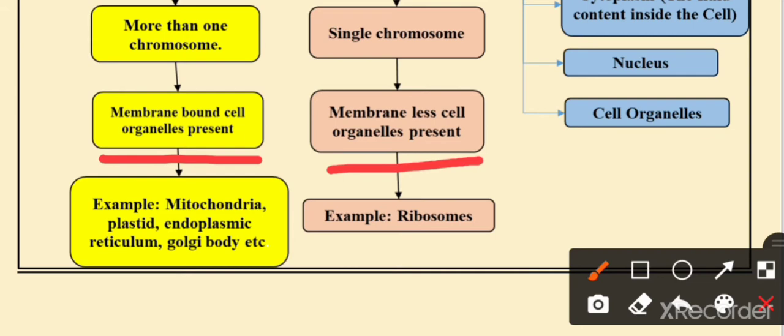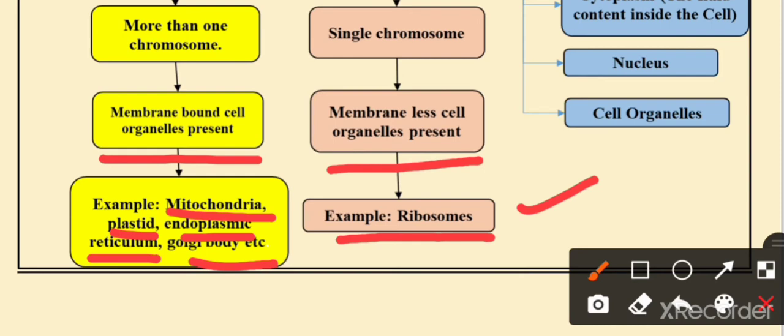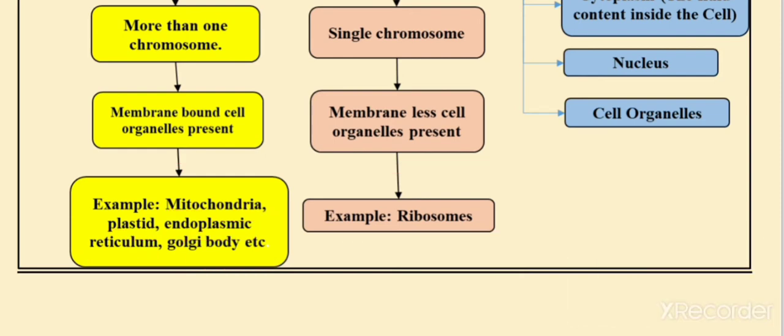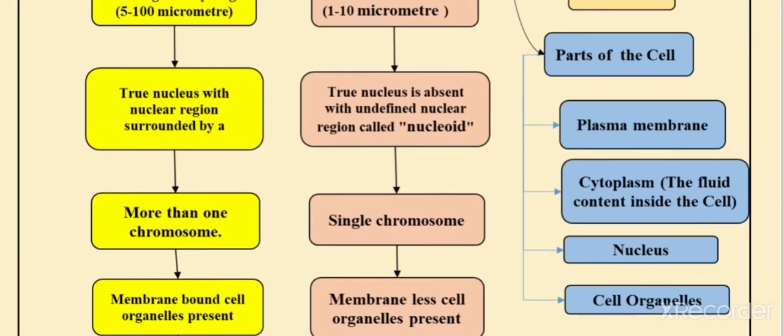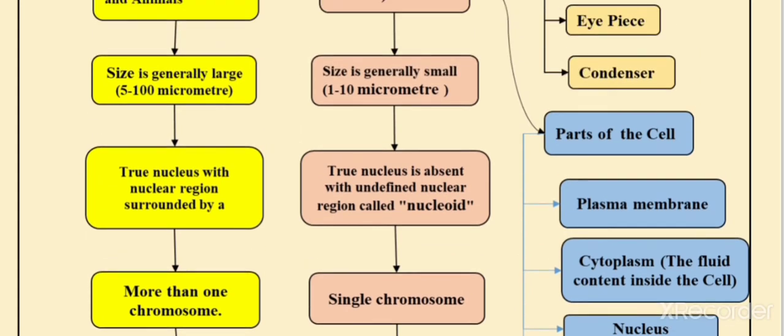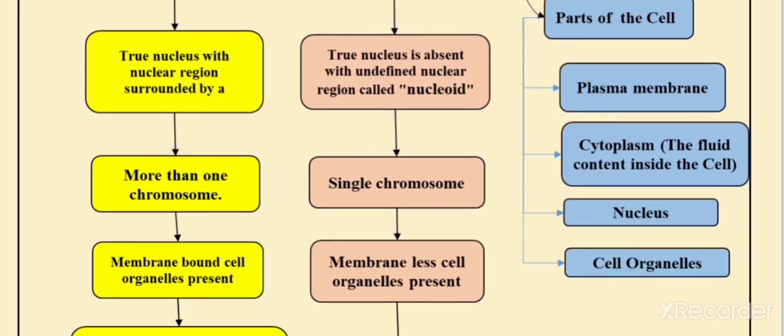And at last, examples of membrane-bounded cell organelles present in eukaryotic cells are mitochondria, plastid, endoplasmic reticulum, Golgi bodies. All are present in eukaryotic cells. But in prokaryotic cells, what is the only membrane-bounded one? Only ribosome is present in prokaryotic cells. Now after this you have the concept of the parts of the cell.